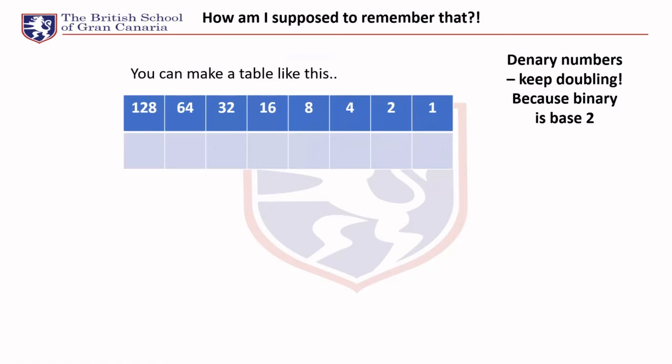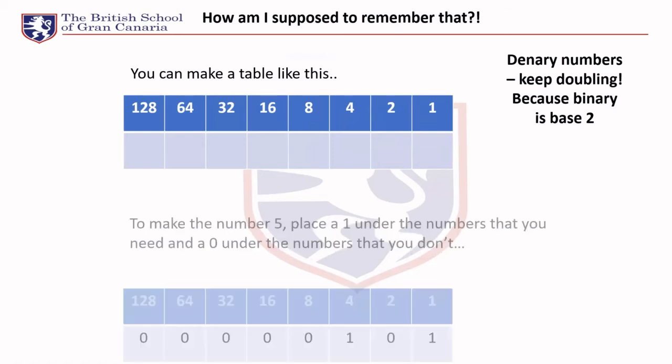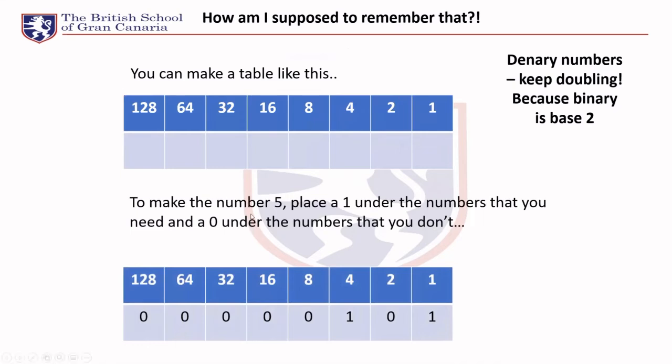So what you can do is make a table like this. If you want to do this with pen and paper now and follow it, please do, or follow the video. This is how we make the table. To make the table, all you do is keep doubling. So you go 1, 2, 4, 8. You just keep doubling.